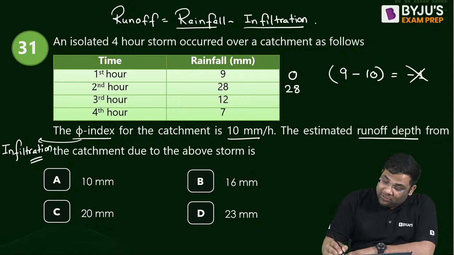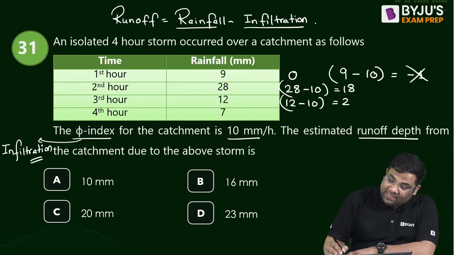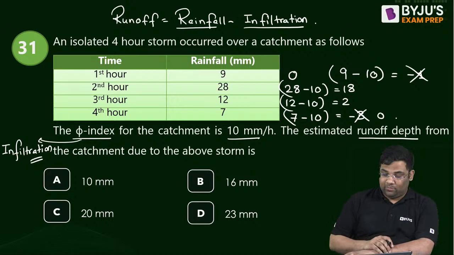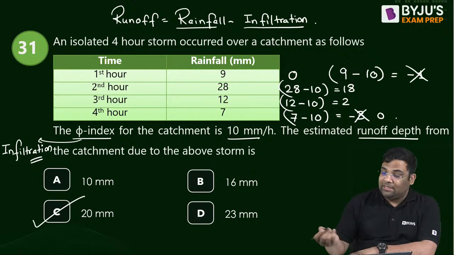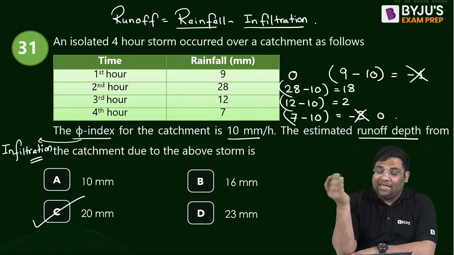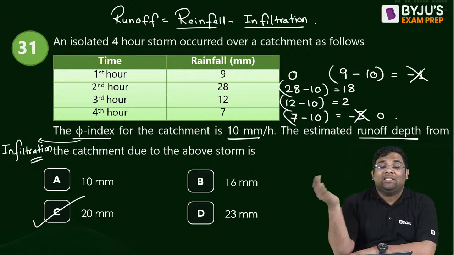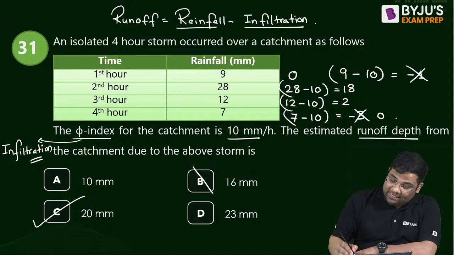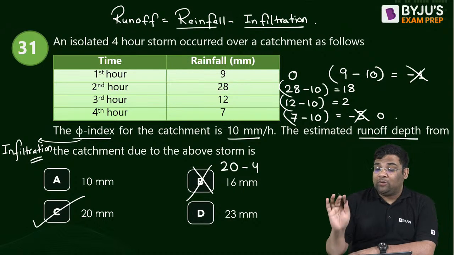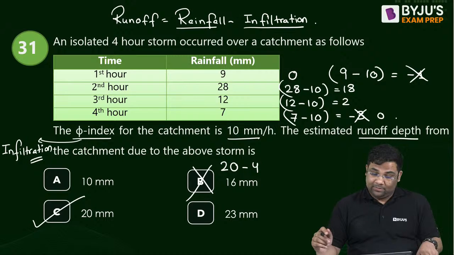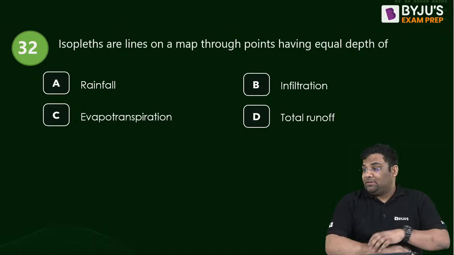Second one will be 28 minus 10, that is 18. Next one is 12 minus 10, that is 2. And the next one is again 7 minus 10, so it is minus 3, but it cannot be negative, so 0. Now some people take this negative value also, and they give 20 minus 4, that is 16. This is not the right answer. It won't be 20 minus 4, because you cannot have negative runoff.